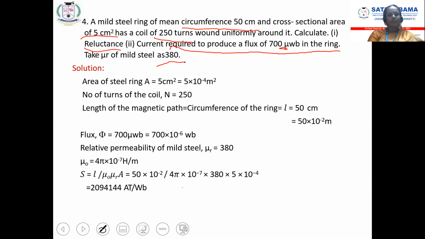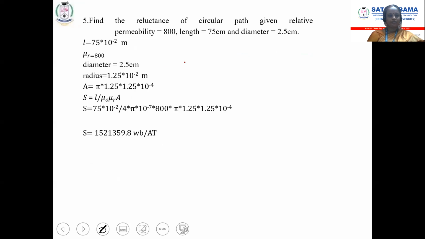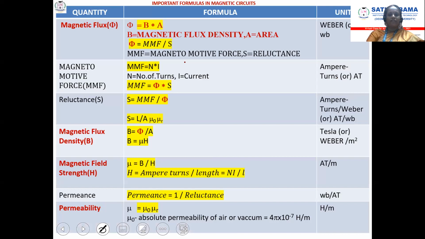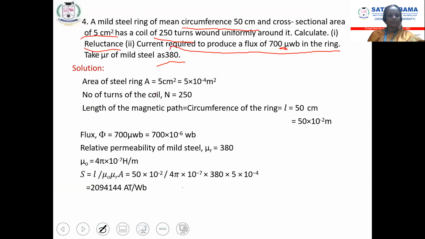Now we have to find the value of S first. We know two formulas for S: mmf by flux, and L by A, that is, L by mu naught mu r into A. But for mmf, the current is unknown, so we will take the second formula: L by mu A, that is mu naught mu R into A.